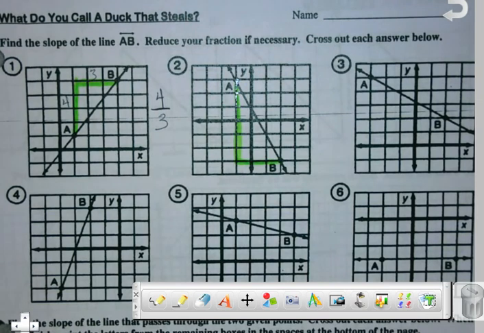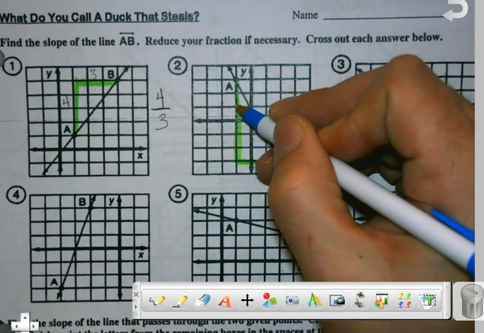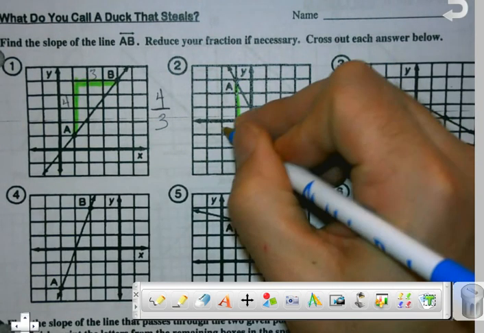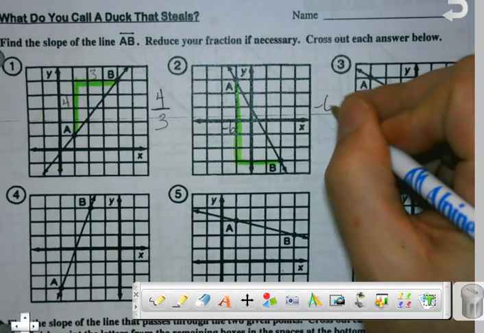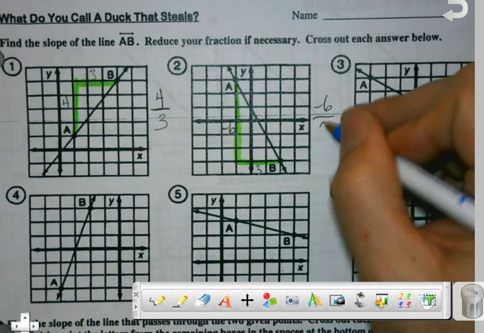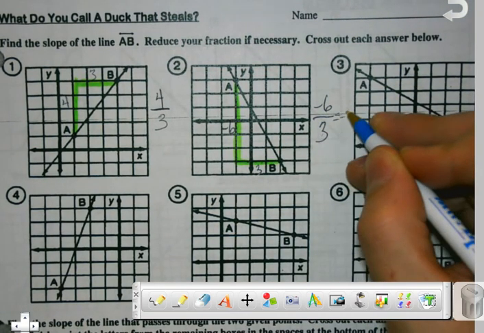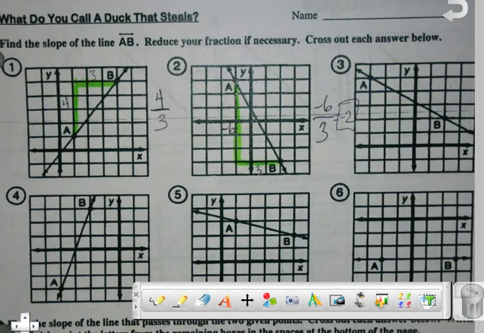As I'm going from A to B, now this time I'm going down 1, 2. So it's -6. I went down. And 3, but -6 divided by 3 is -2. So again, don't make life difficult on these. Just kind of work your way through them.